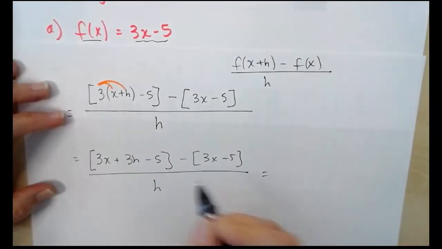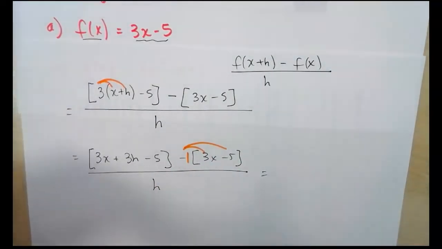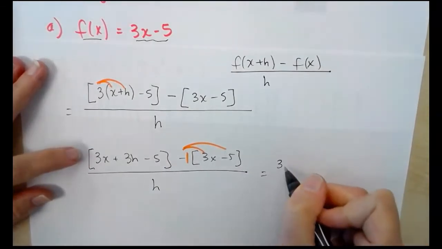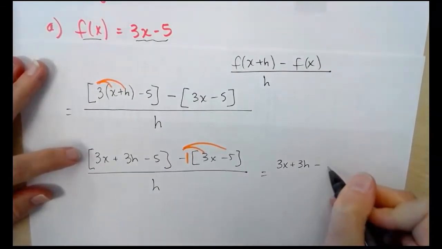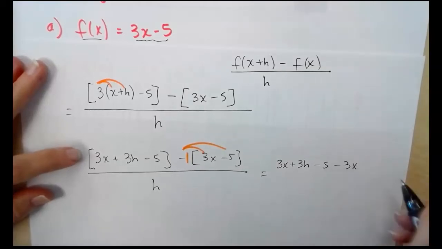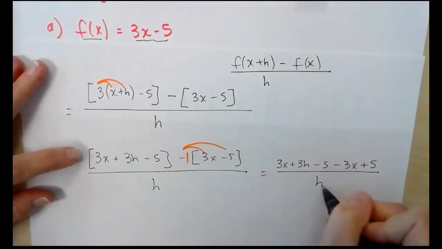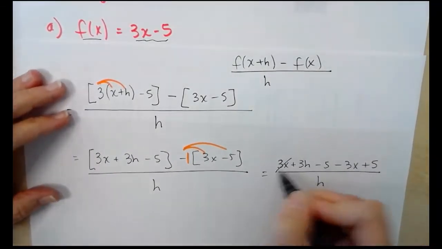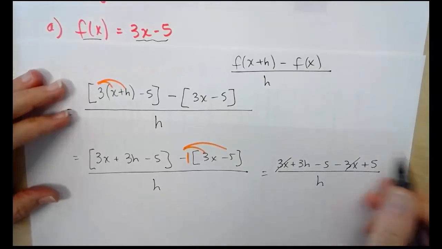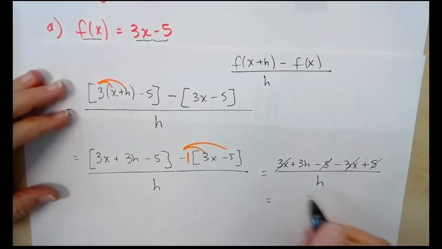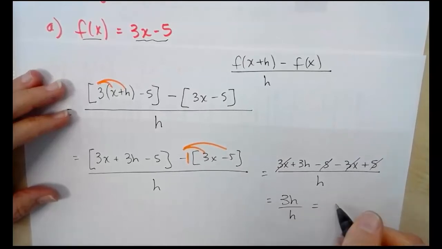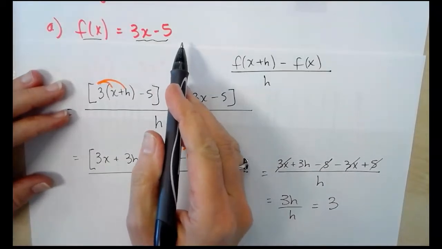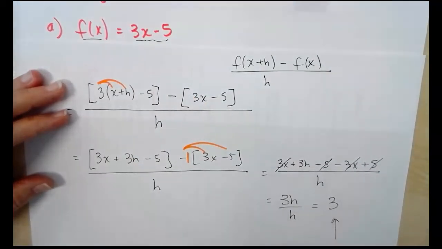I'm going to move to the right. So we've got to distribute again this -1 right there. And I'm going to be able to lose the brackets right now: 3x plus 3h minus 5 minus 3x plus 5 all over h. And the magic is about to happen right now, because 3x minus 3x will cancel, a -5 and a +5 will cancel, and we end up with simply 3h over h, which reduces to 3. This is a linear function, and the difference quotient results in a constant value of 3.